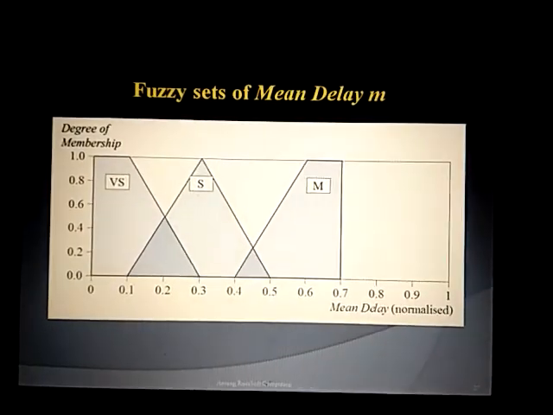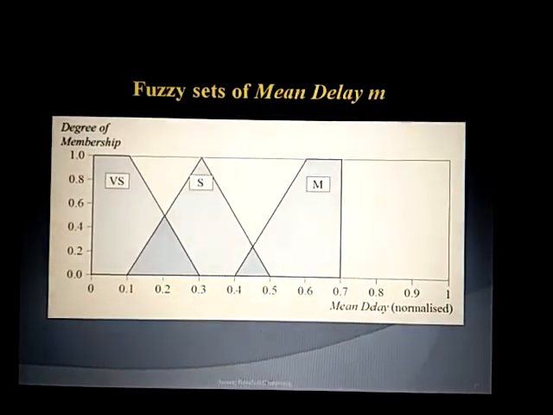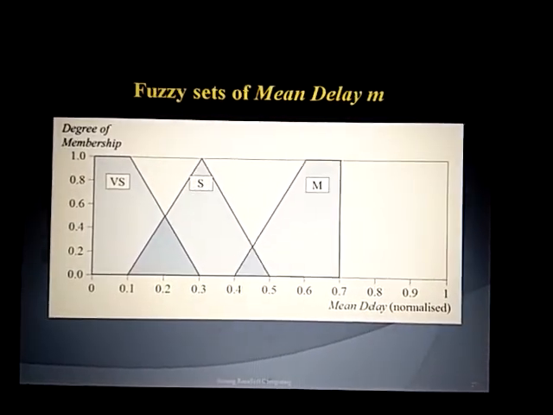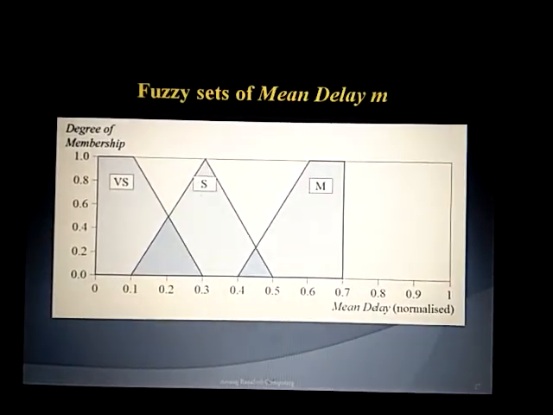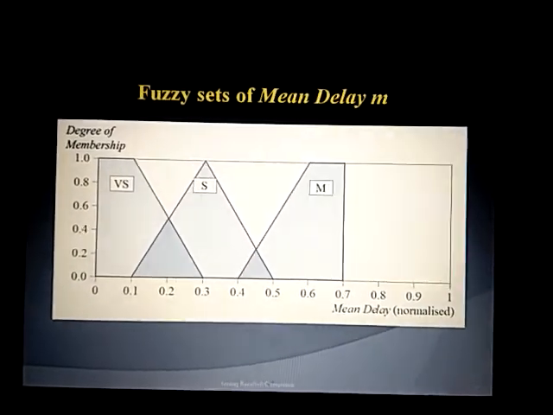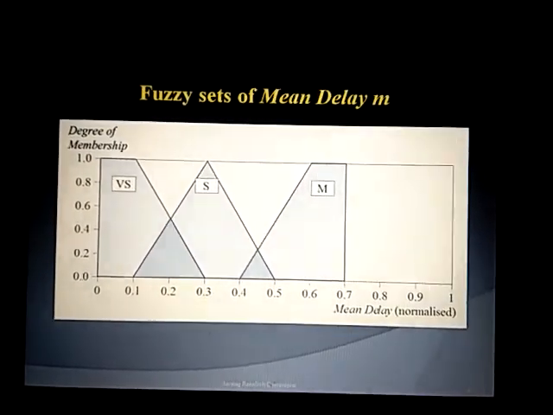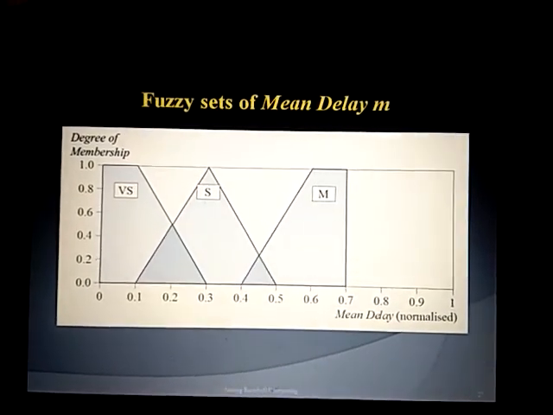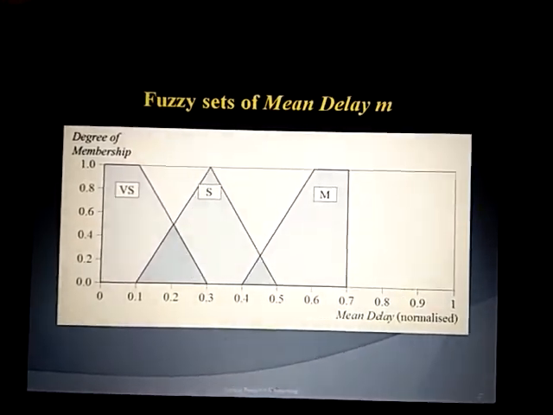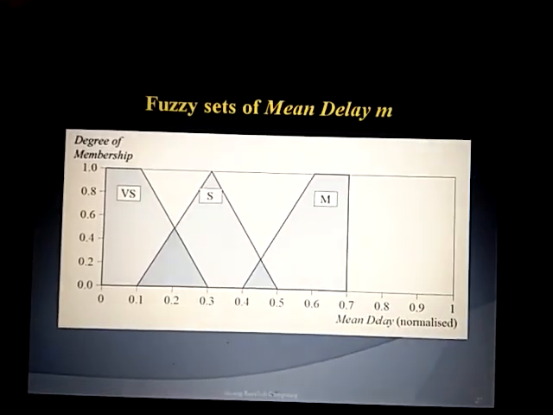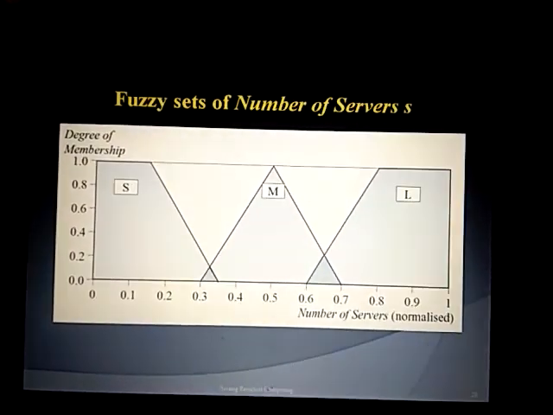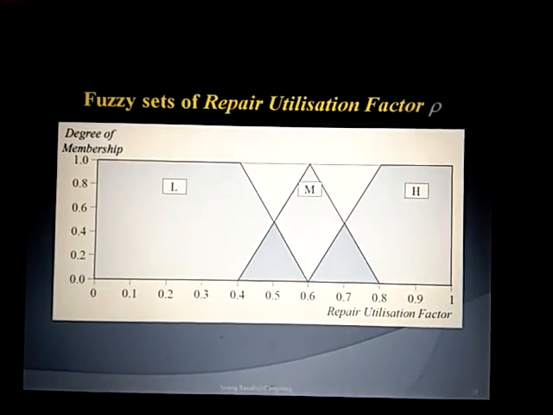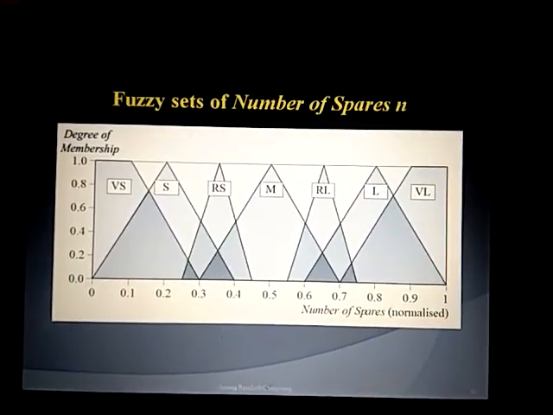That is the fuzzy set mean delay, that is the degree of membership, and here is the mean delay normalization. And here we find, with the use of the membership function, that is the triangle membership function. Here we are calculating the membership function using the triangle membership function. Here we are using very short and medium, and here we are using the backward and forward method. The fuzzy set of the number of servers, that is the fuzzy set of the repair utilization factor. Here is the fuzzy set of the number of spares.